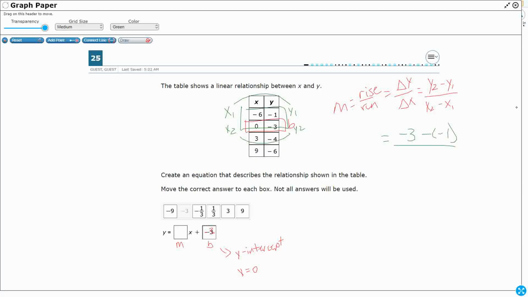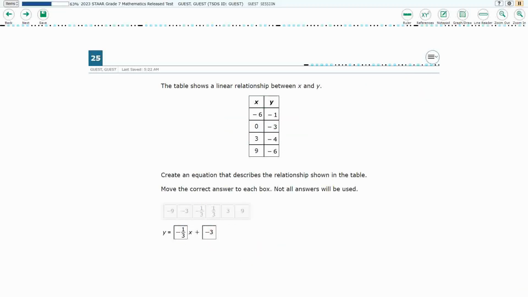Let's see, my x sub 2 is 0 minus, and then my x sub 1 is -6. All right, so those two negatives are going to make a positive. So really, it's going to be something over 6. -3 plus 1, I'm moving closer to 0. That's going to be -2/6. So simplify that to -1/3. So here we go. And you could have done that with any combination of x's and y's, and you would have got that answer.